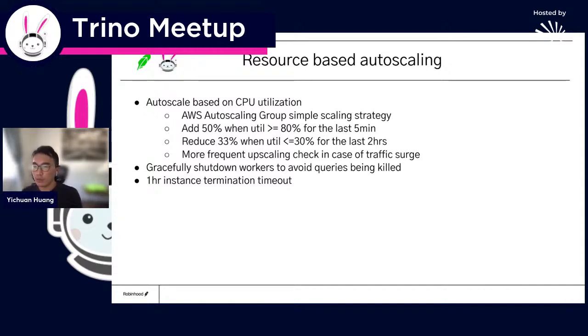Another important prerequisite for the downscaling feature is that we have to enable graceful shutdown of the workers to avoid running queries being killed during downscaling. Otherwise, by default, Trino workers will just shut themselves down and kill all the running queries. And we have this 1 hour AWS instance timeout to allow graceful shutdown.